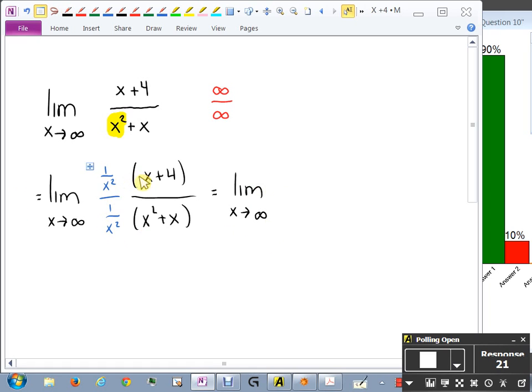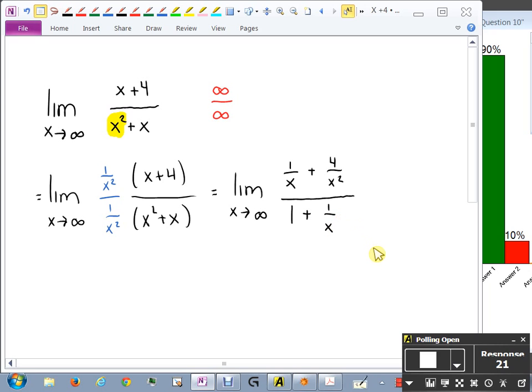What's 1 over x squared times x? 1 over x. What's 1 over x squared times positive 4? 4 over x squared, over 1 over x squared times x squared would be 1, and then plus the last one there, 1 over x.